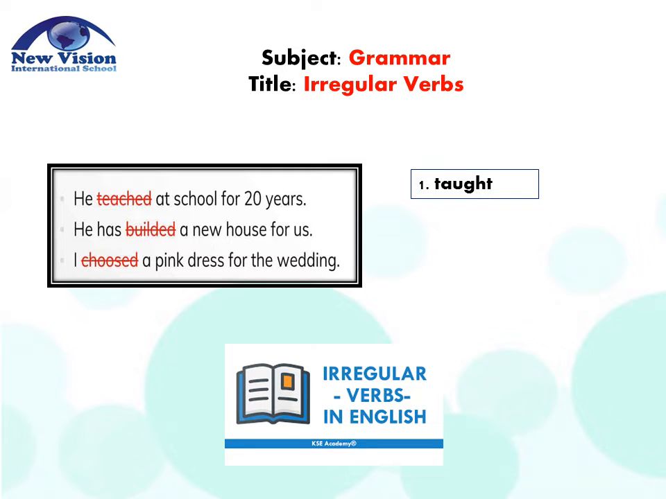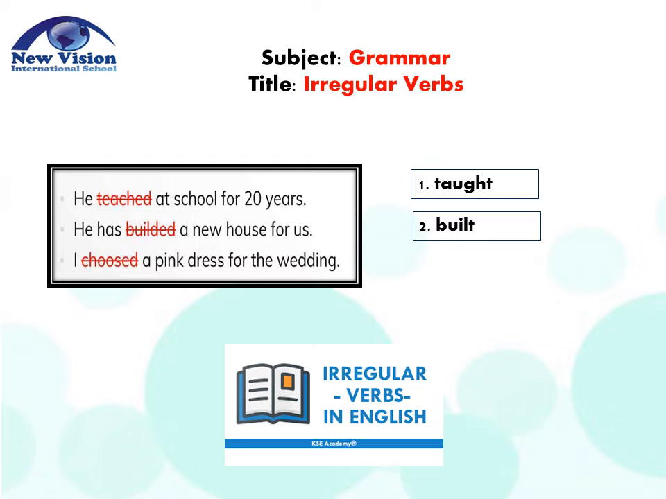Number 2. He has builded a new house for us. Is it correct to say builded? Oh no, it's wrong. We can say built. He has built a new house for us. Here we change the word completely. It's a special form because this sentence happened in the past.